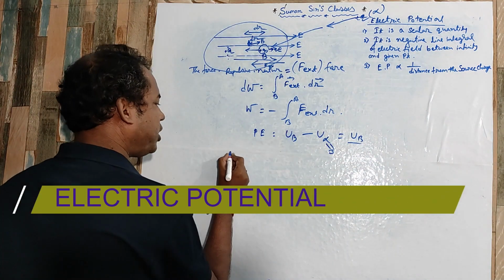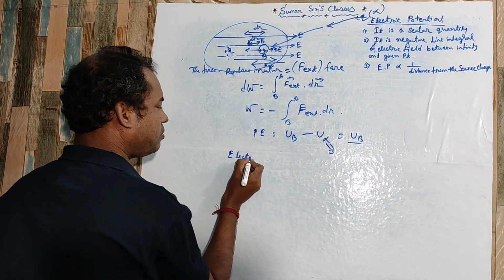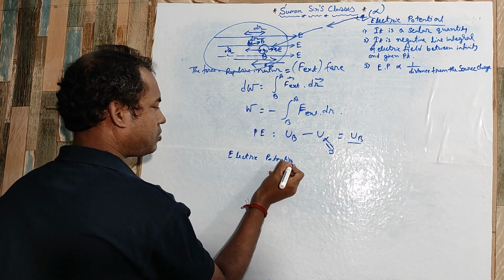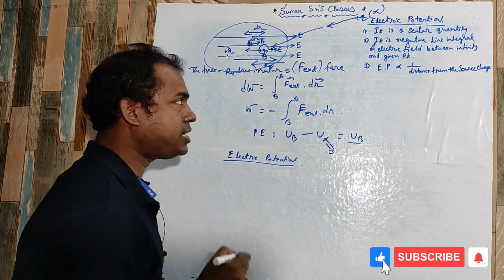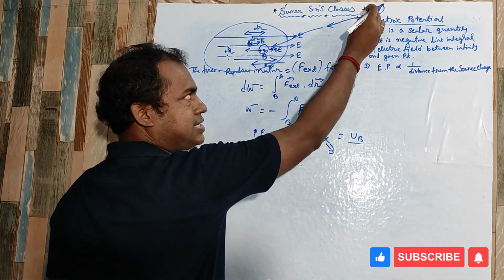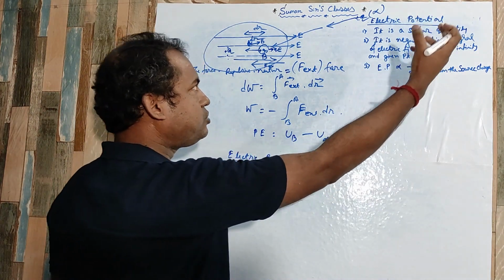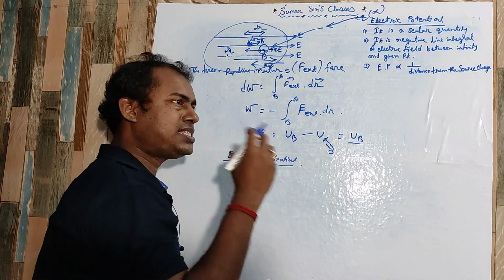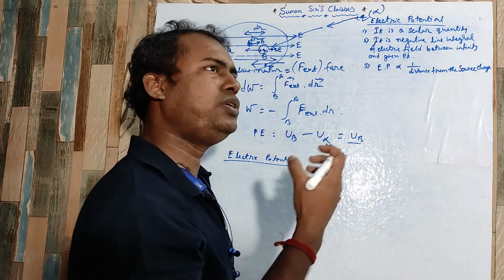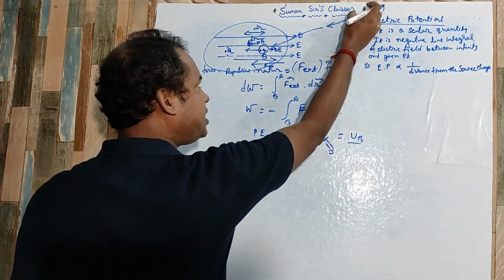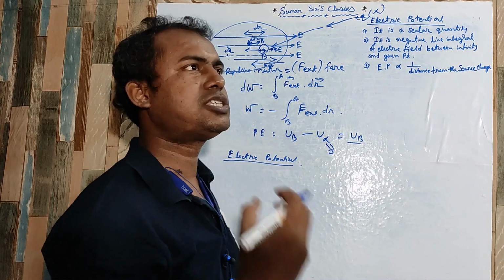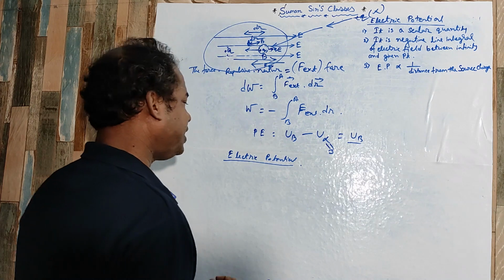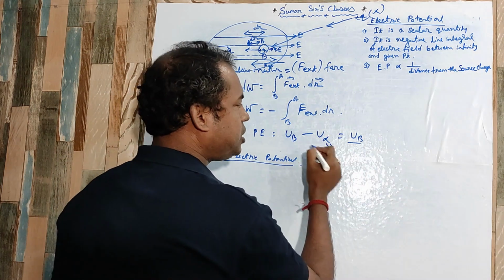So what is the electric potential? Electric potential means this work done, that is the charge is moving from infinite distance to the specific distance. So this work done per unit charge, if I move a unit charge in this case, then it is called the electric potential. In this case the total work done is UB.